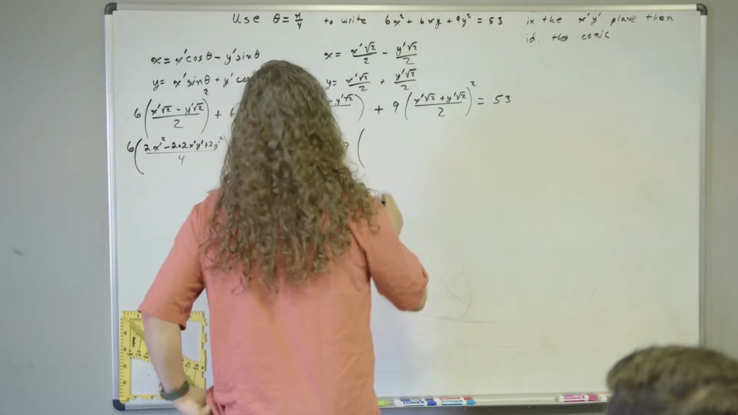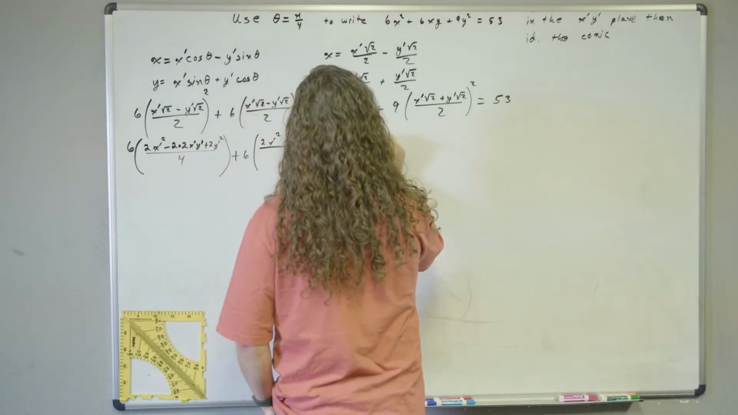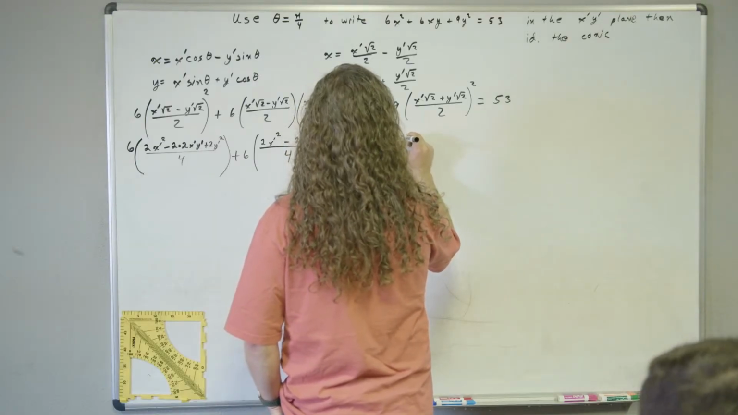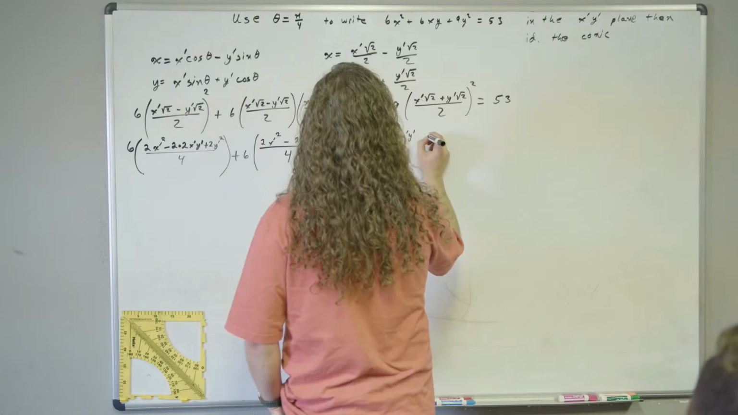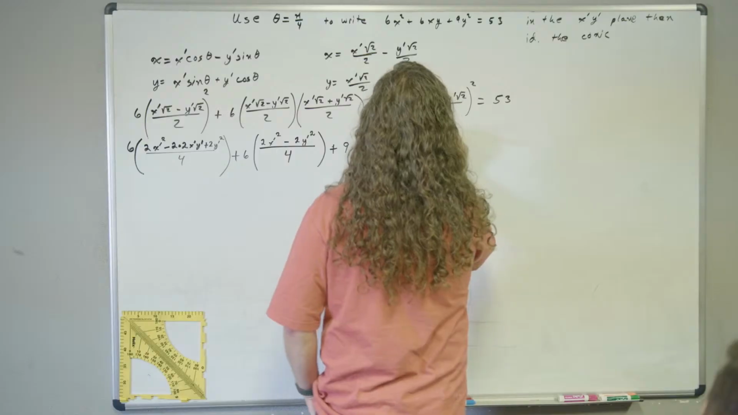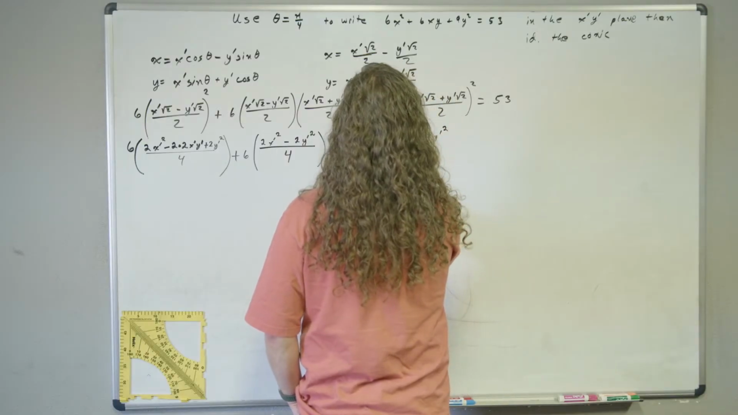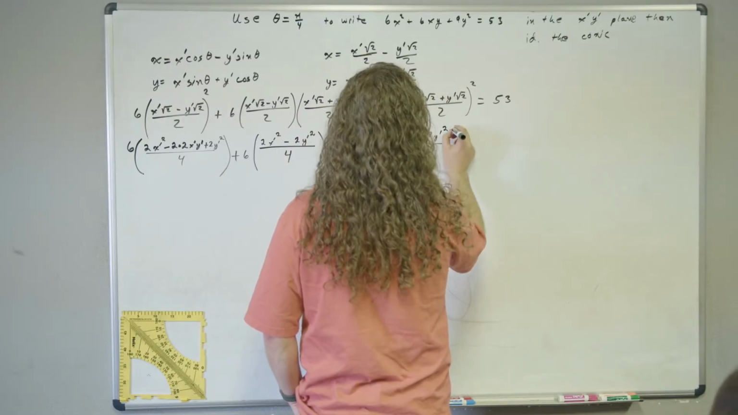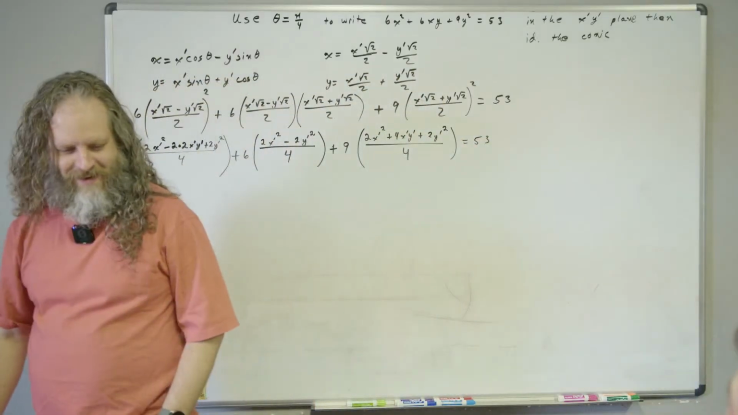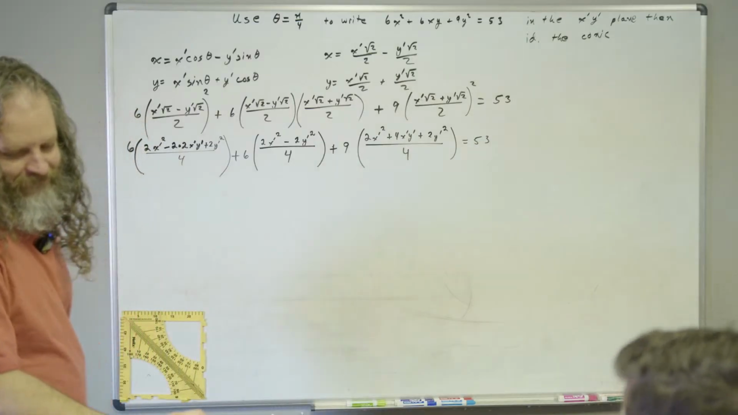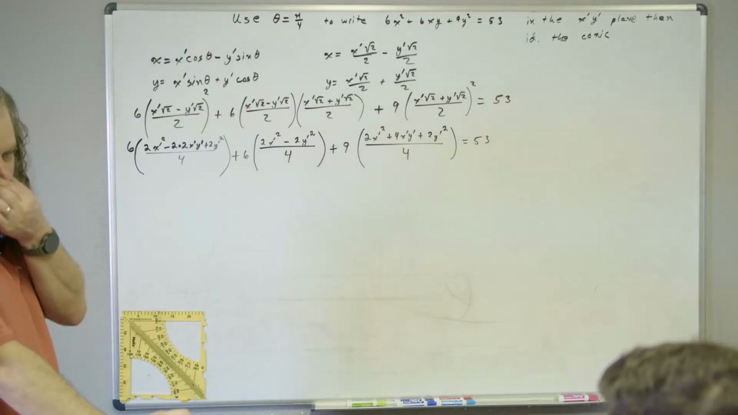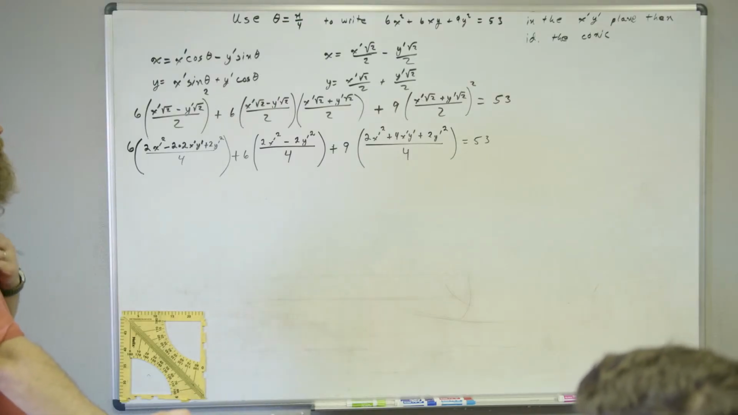Now the same as this with a plus here, right? 2x prime squared plus 4x prime y prime plus 2y prime squared over 4 equals 53. Great. Is that simplified enough? Definitely not. Oh wait, we've got to end up adding everything. We have to distribute the sixes and the nines.